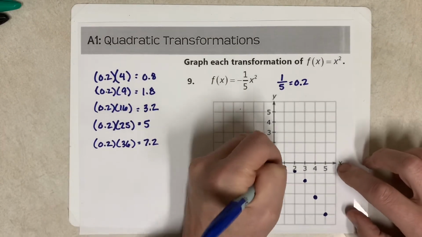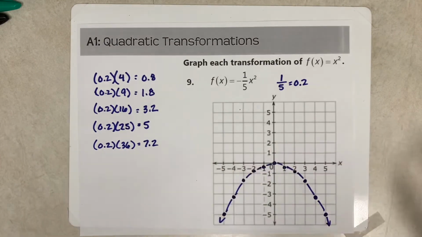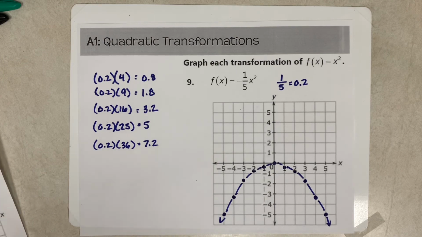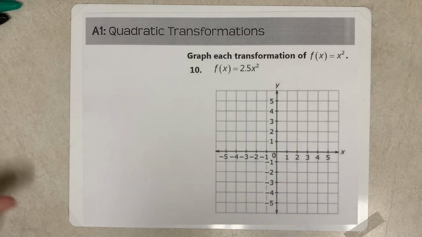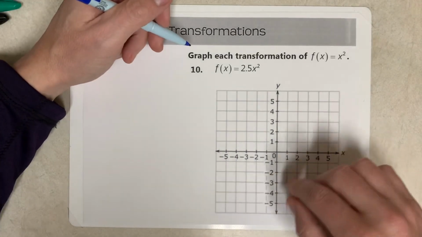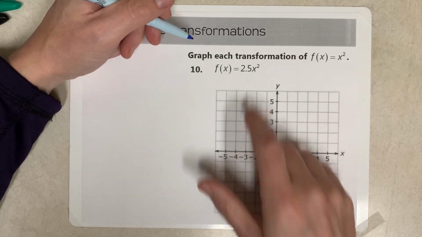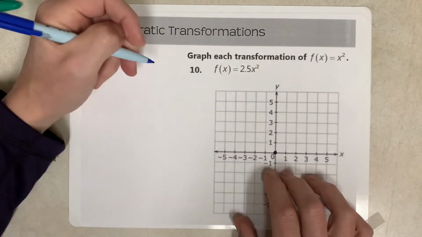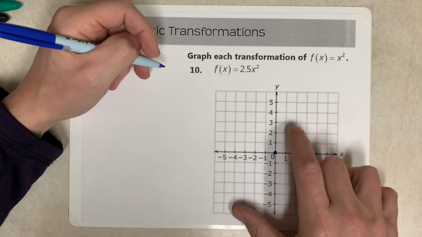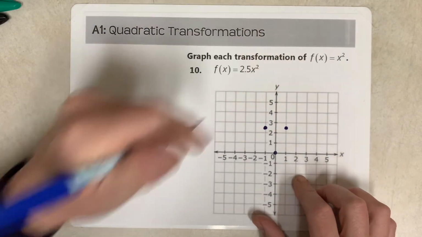We'll smoothly connect them. And my first one should have been up a little bit more, but that's okay. And that's a pretty good looking graph, and we do see that it got wider, and it definitely reflected across the x-axis. All right, our last one is 2.5x squared. So for this one, we're going to remain opening upward, because it's positive, and 2.5 is going to narrow it, probably significantly. So let's see, it used to be over 1, up 1, but now it's going to be over 1, up 2.5.